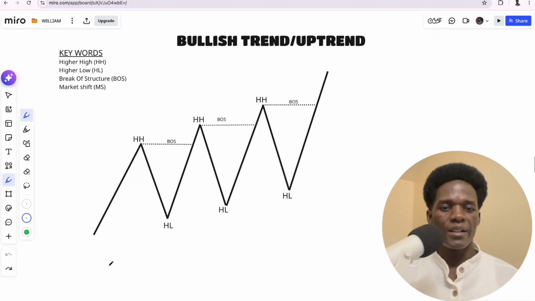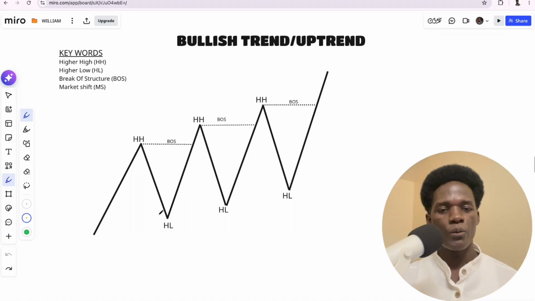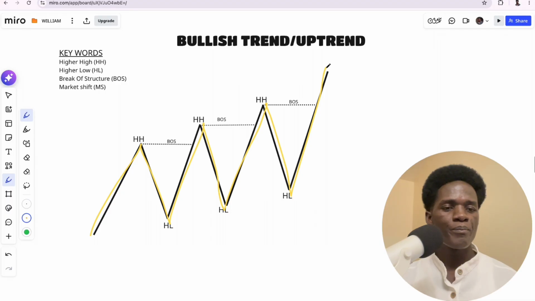What is an uptrend? An uptrend happens when the price is consistently creating higher highs and higher lows. Why are they called higher highs and higher lows? When the price goes up to create a higher high, comes down to create a higher low, goes up again, higher high, comes down, higher low, higher high, higher low, and higher high.